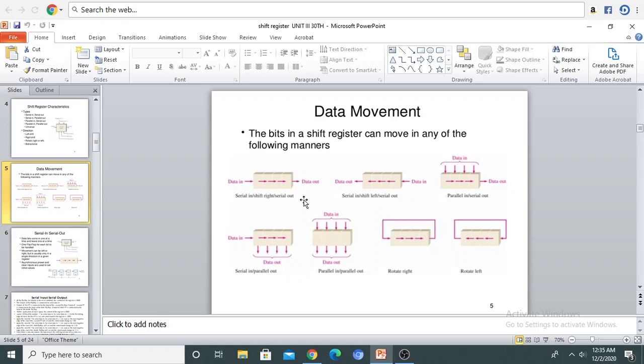Here serial in, serial out: we are applying the data in serial, getting the output in serial. Next, serial in, parallel out: we are applying the data in serial, getting the output in parallel. Next, parallel in, serial out: we are applying the data in parallel, getting the data in serial. Then parallel in, parallel out: applying the data in parallel and getting the output from the register also in parallel.